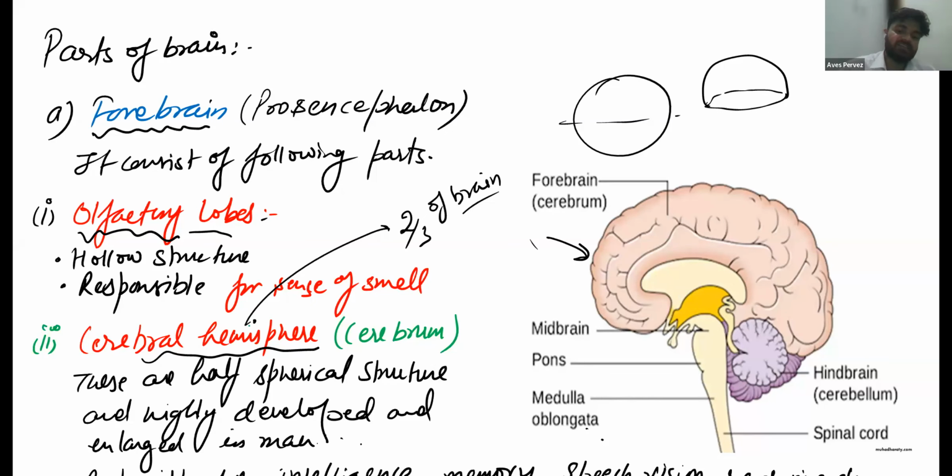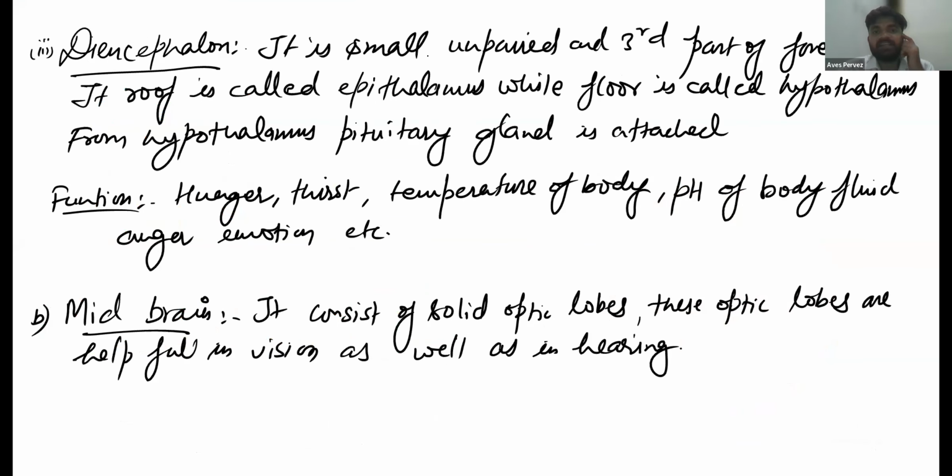And from this diencephalon, what happened actually? You see that this diencephalon is the unpaired third part of the brain. It is being asked whether the part is paired or unpaired. So you need to know that it is a small, unpaired, third part of the forebrain. Its top is called the epithalamus and its floor is called the hypothalamus.